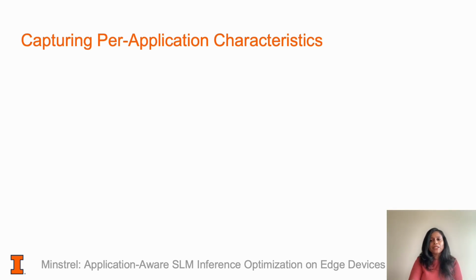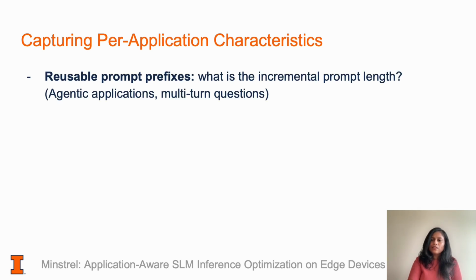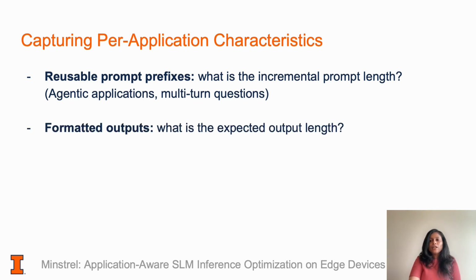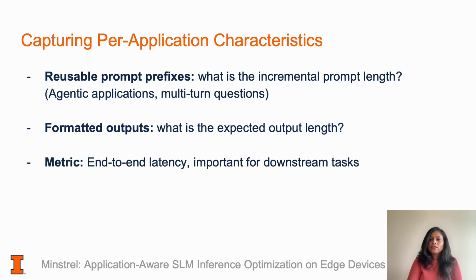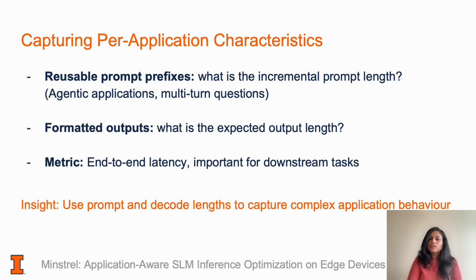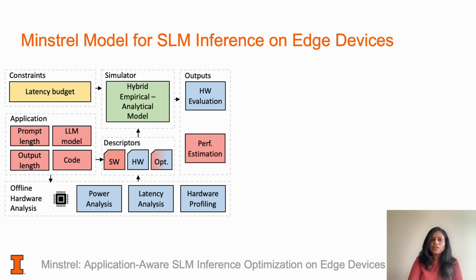So, if we were to capture per-application characteristics for SLM inference, what questions can we ask? Can we determine the prompt length? Further, is there any reusable prefix, like in the case of agentic applications or multi-turn questions? In which case, what would be the incremental prompt length? If we are expecting formatted outputs like JSONs, what is the expected output length? What metric do we want to optimize for? In this work, we assume we are optimizing end-to-end latency, which is important for stalled downstream tasks. One insight is, can we use prompt and decode lengths to capture complex system or application behavior? So with this, we propose Minstrel, a model for predicting SLM inference on edge devices.